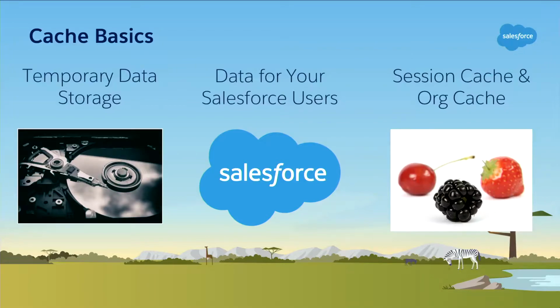And there's two main flavors of Platform Cache, or actually there are only two flavors of Platform Cache. One is Session Cache, and the other one is Org Cache. We'll get into more details on the next slide, but all you have to remember is that they're both very similar, except the Session Cache is tied to a user session. So when the session expires, all that data that was in the cache will also expire with it.